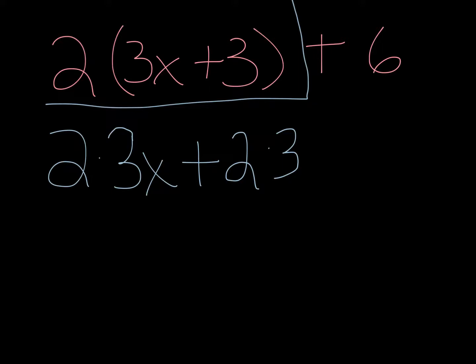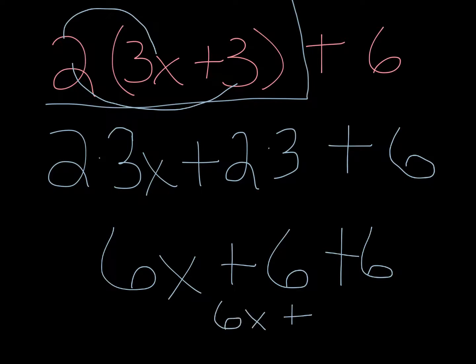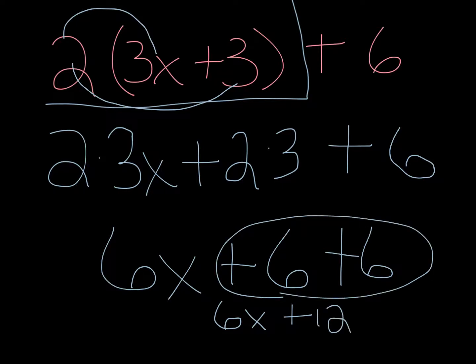Alright, so you should have started here. 2 times 3x, and then 2 times 3. And then I'm going to write this plus 6 out here at the end because we have to use it. So 2 times 3x, that gives you 6x, plus 2 times 3 gives me 6, plus 6. So that gives me 6x plus, we have a plus 6, gives me 12. So my final answer, 6x plus 12. So if you got that, nice job.